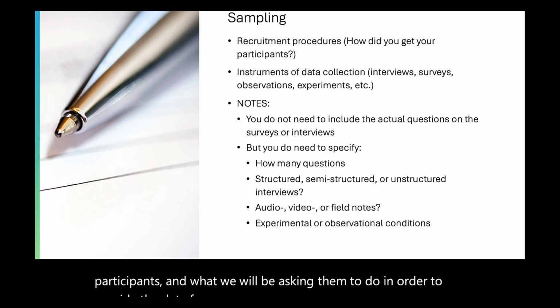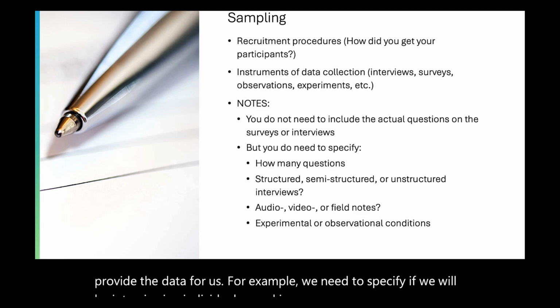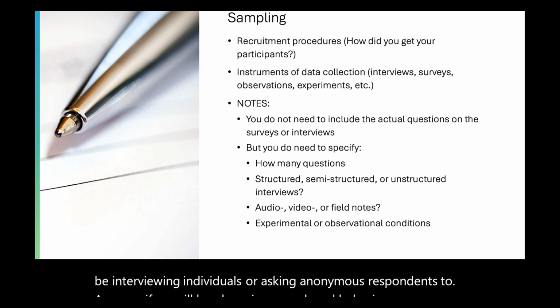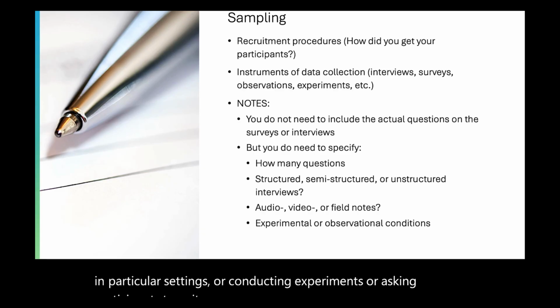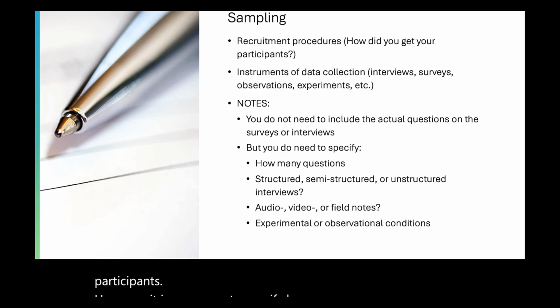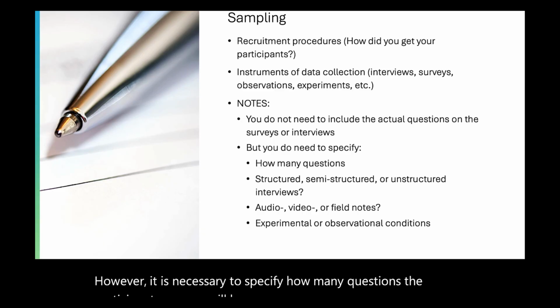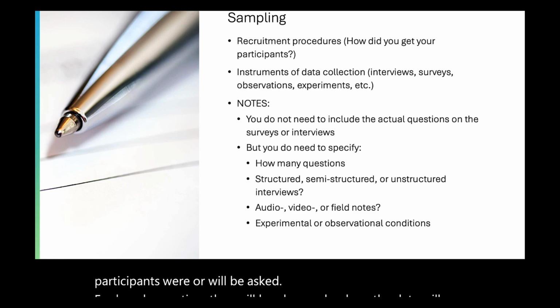For example, we need to specify if we will be interviewing individuals or asking anonymous respondents to fill out a survey, if we will be observing speech and behavior in particular settings, or conducting experiments, or asking participants to write something, and so on. Note, actual interview or survey questions, experimental task stimuli, or other instruments are not included in the methodology section. However, it is necessary to specify how many questions the participants were or will be asked, or for how long a time they will be observed, or how the data will be documented.